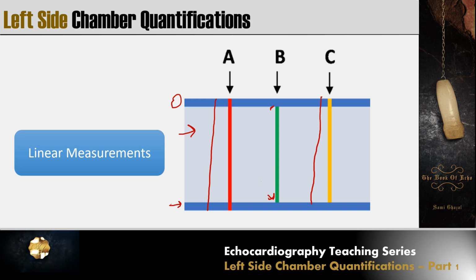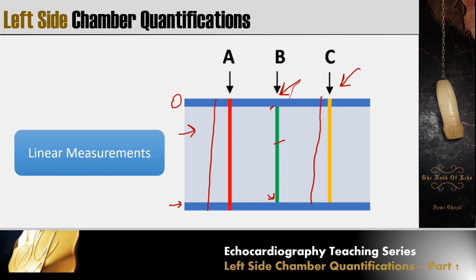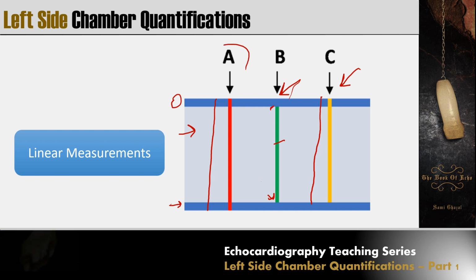Usually, if you're measuring the aorta, anything distal to aortic valve, like aortic root, ascending aorta, will be measured in leading edge to leading edge convention. If you're measuring a cavity, you will measure it in inner edge to inner edge convention, like here in B. If you're measuring a tissue, you will measure it from outer edge to outer edge, like A.